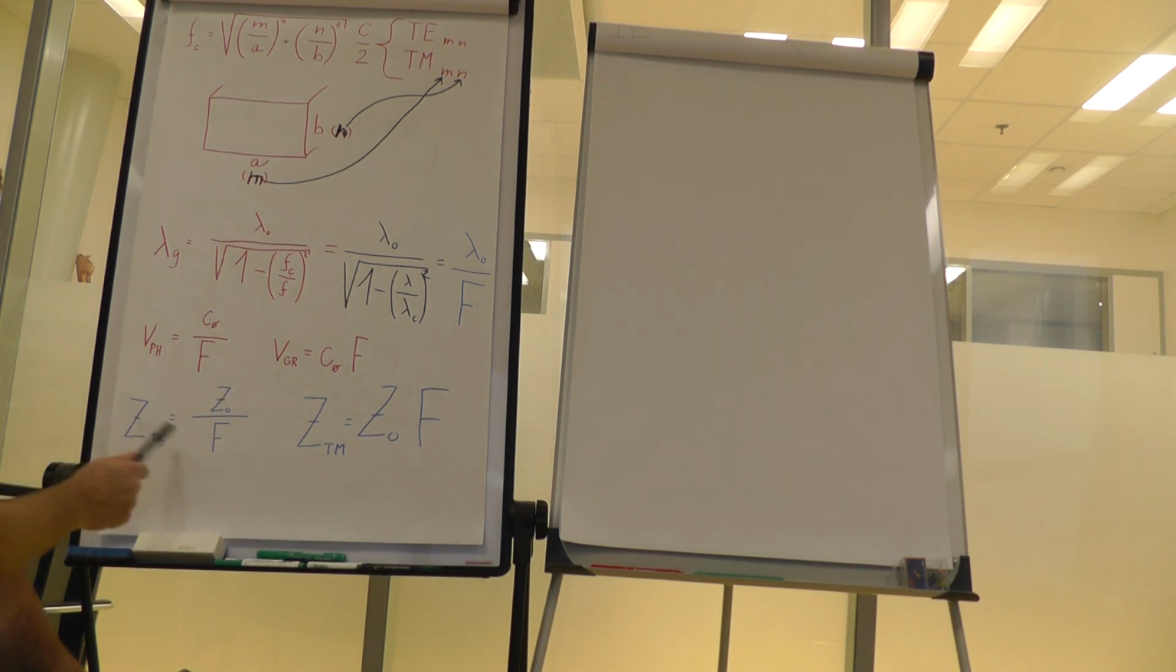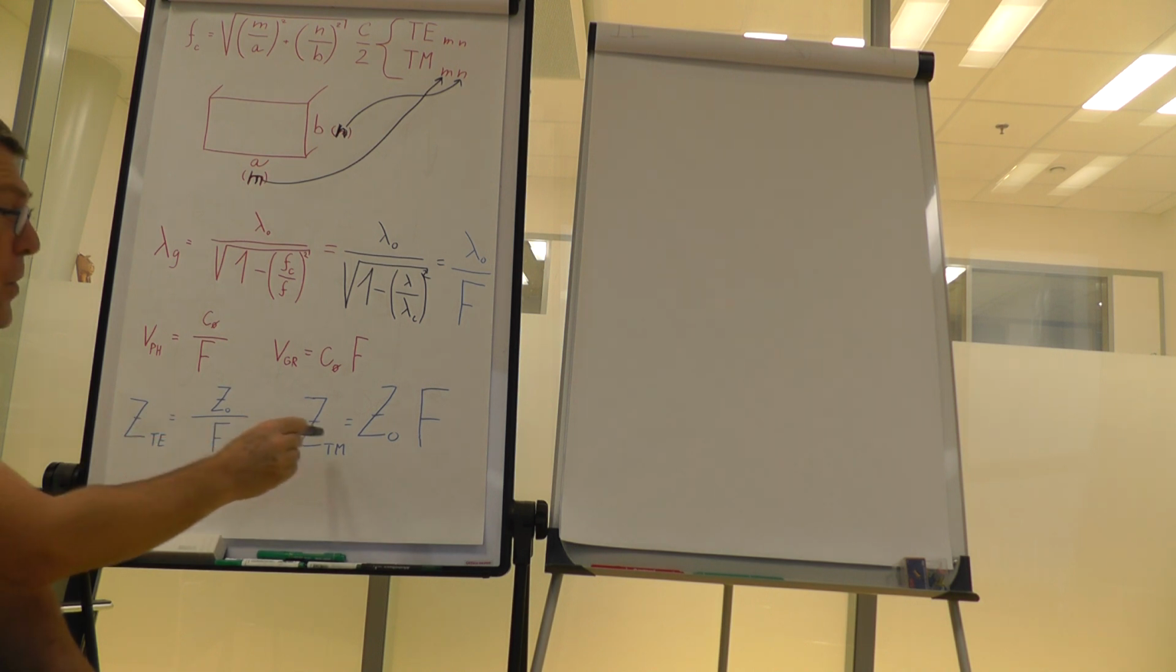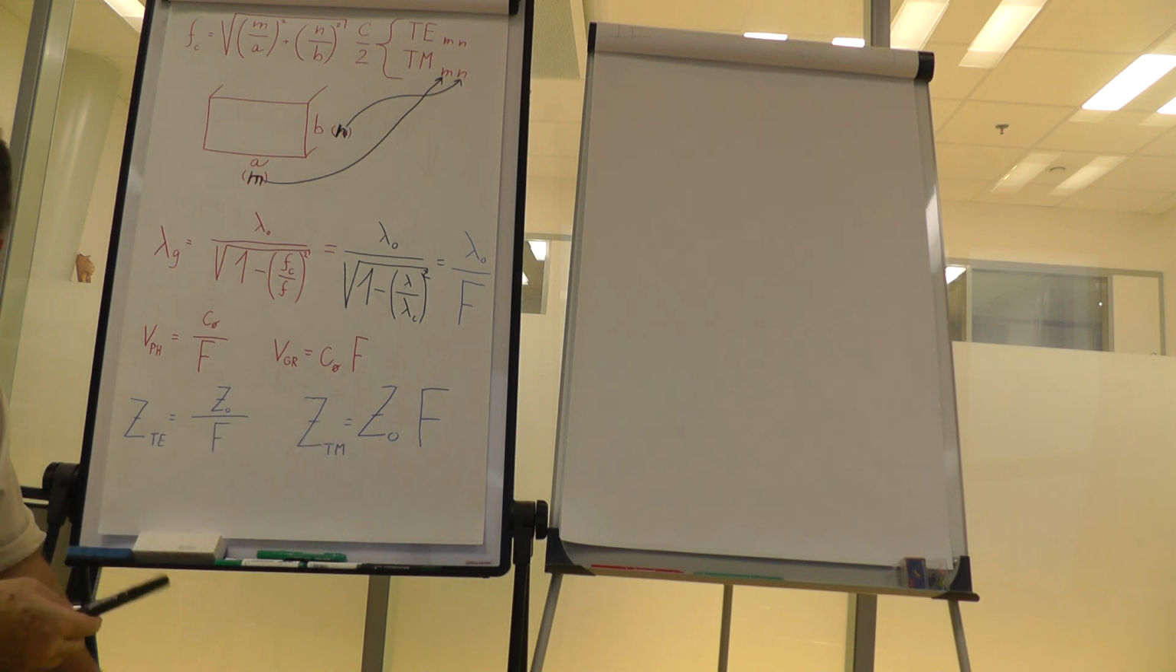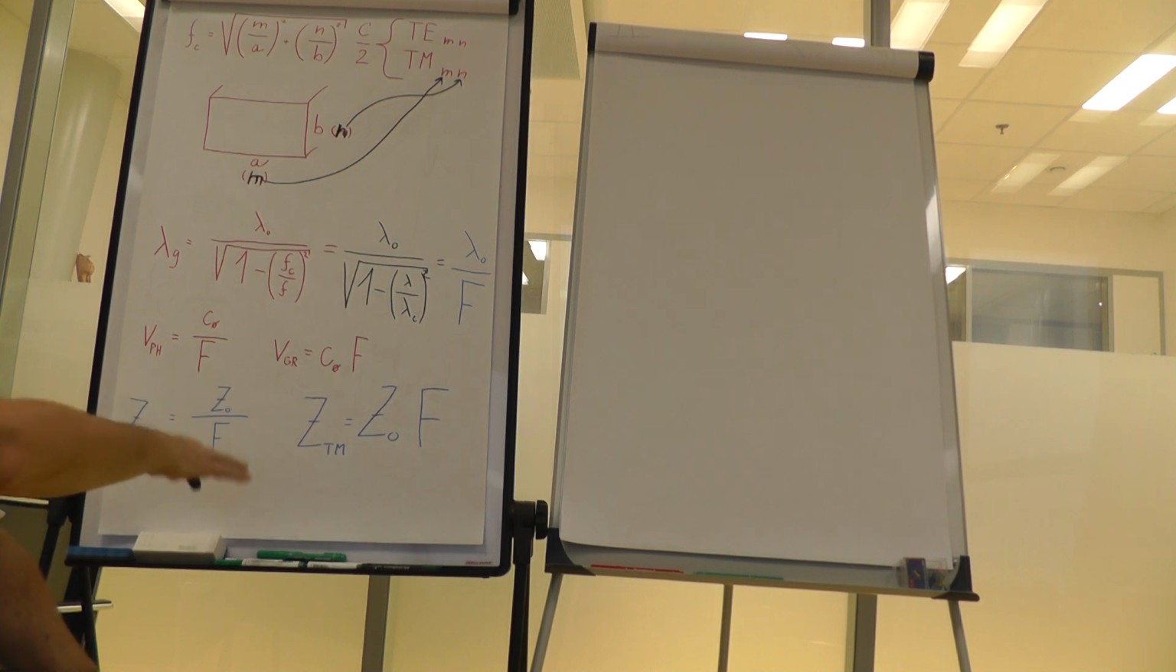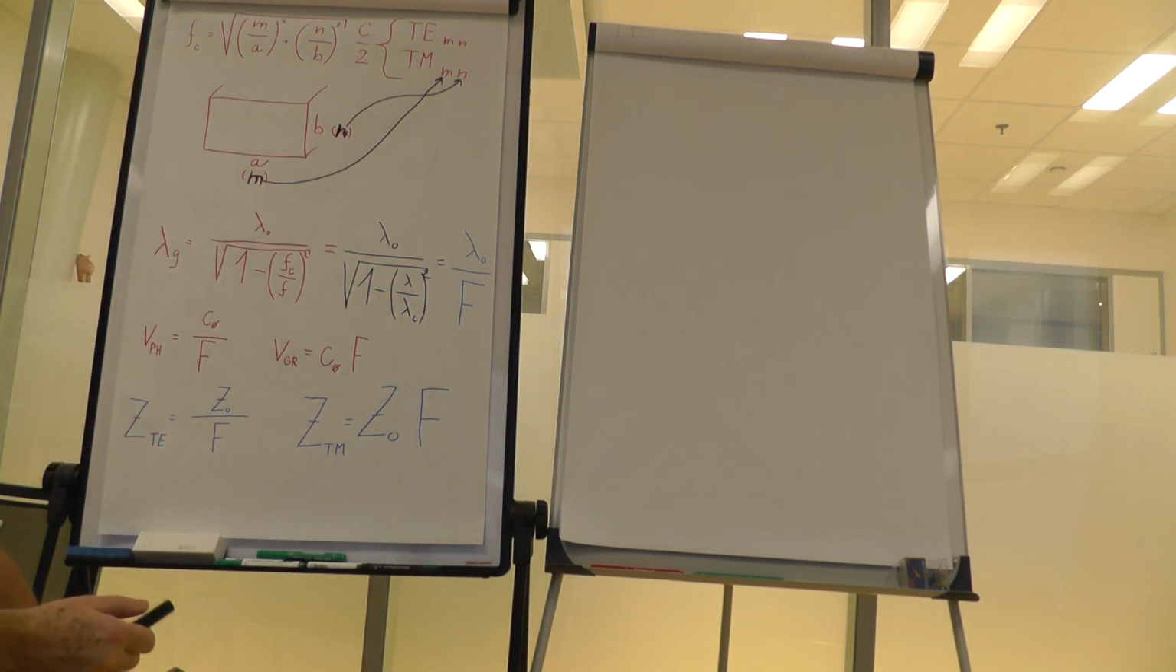And for transverse electric waves, you can see this is higher than the free space impedance. For transverse magnetic, it's lower than the free space impedance. So this is a set of equations that allow for some calculations within a waveguide. And now I would like to show you a little bit of waveguides.